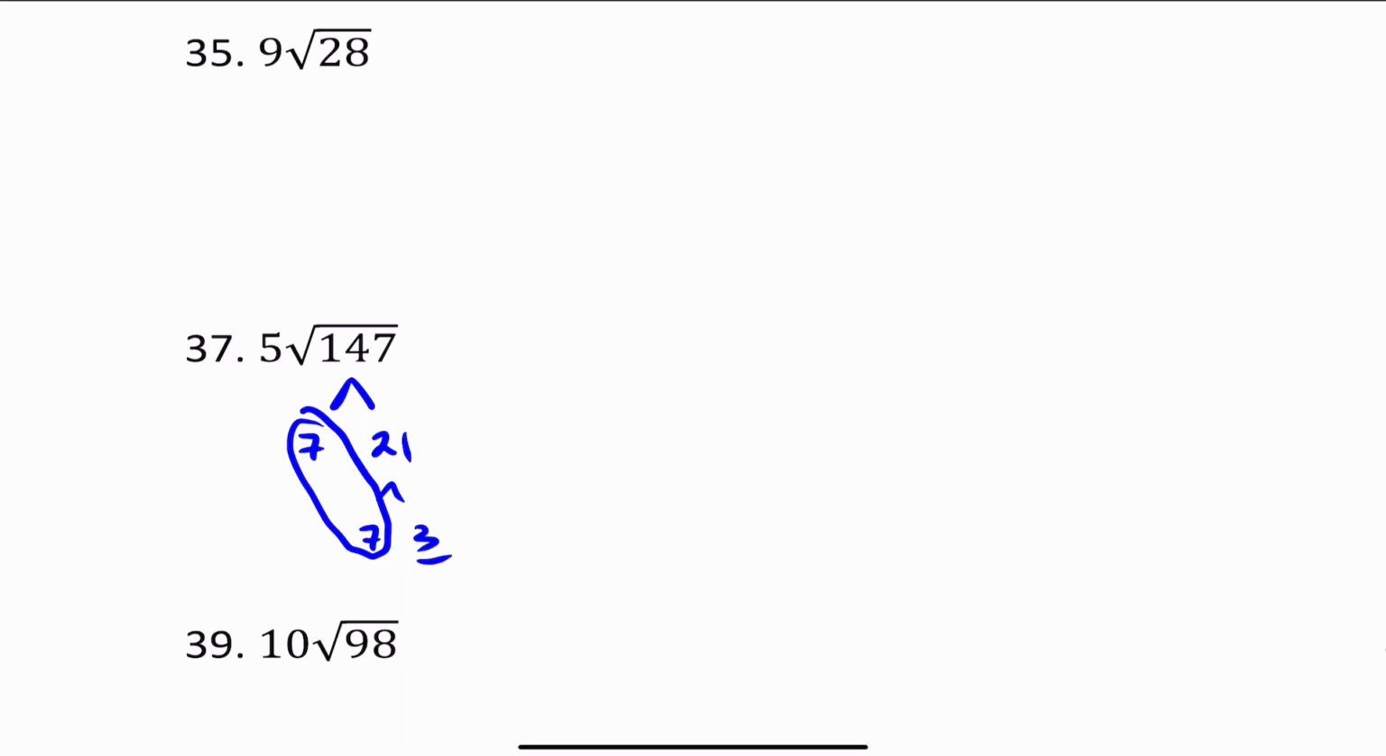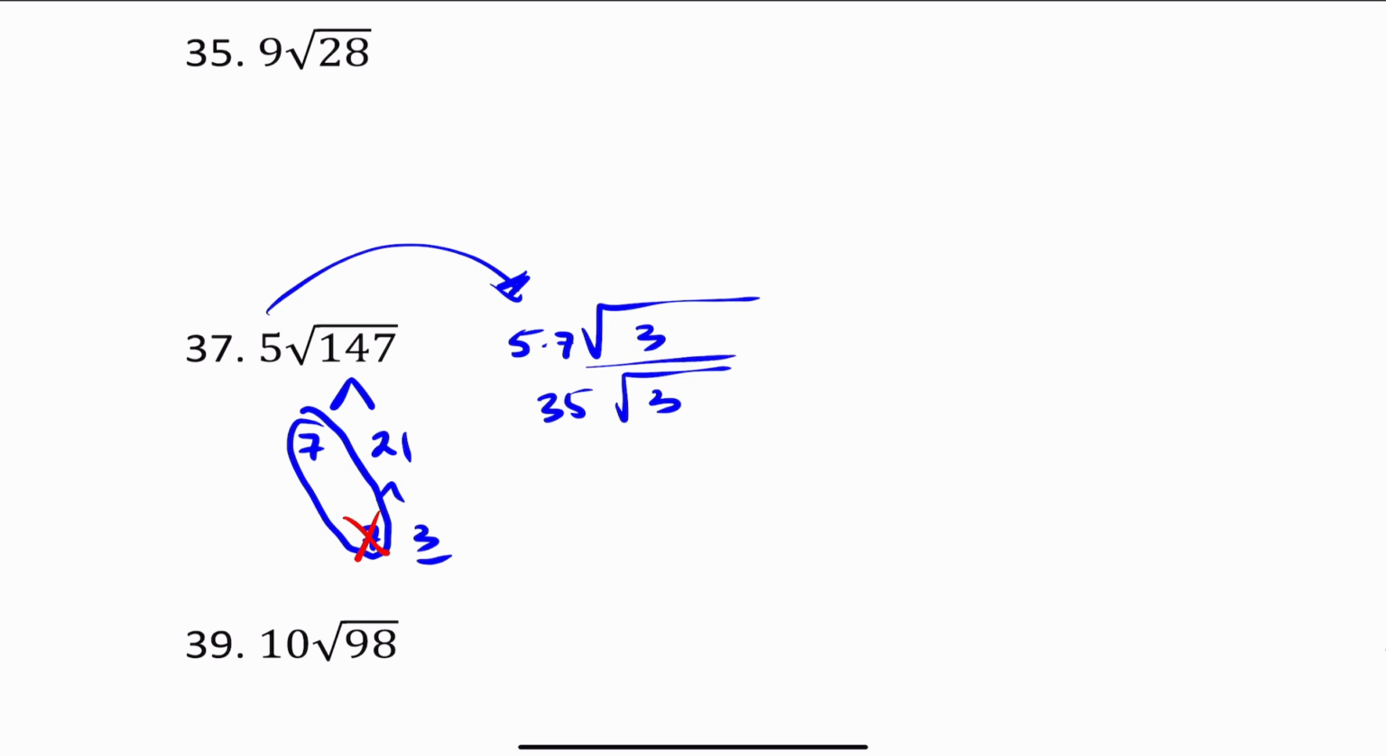So, drawing my square root sign, I have that 5. So 5 times, okay, so I'm going to eliminate one of the 7s and bring the 7 outside of the square root. So 5 times 7, root 3, or 5 times 7 is 35. Root 3, that is your answer. 35 root 3 is your answer. Okay, this one was a little tricky.